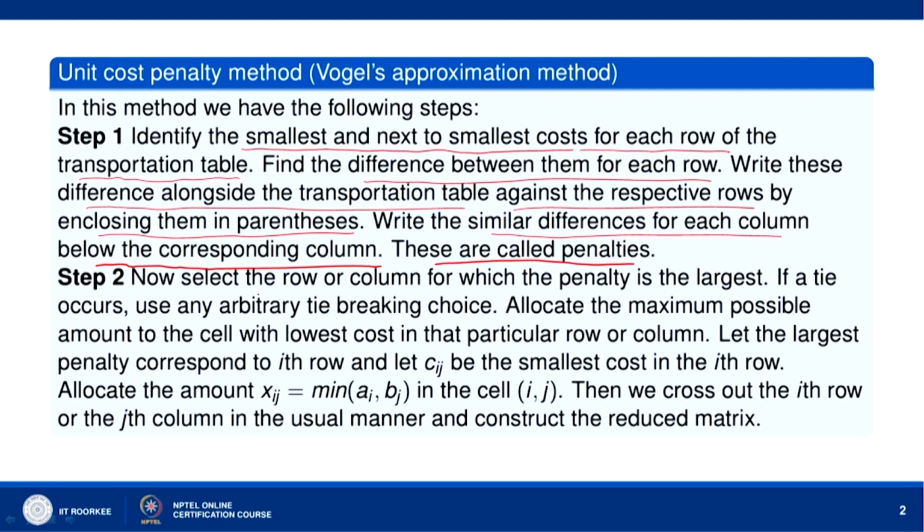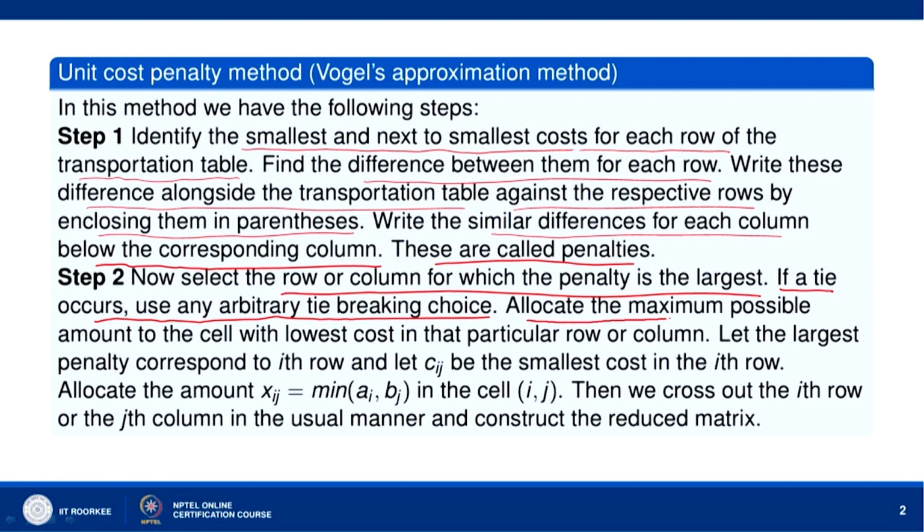Now, we select the row or column for which the penalty is the largest. So, we inspect all values, the differences which we found for rows and the differences which we found for columns. That is, we inspect all the penalties. Then we identify the penalty which is the largest. If a tie occurs, we use any arbitrary tie breaking choice. Suppose there is a tie between two penalties, when both penalties are same and they are largest, then we can choose either one to begin with.